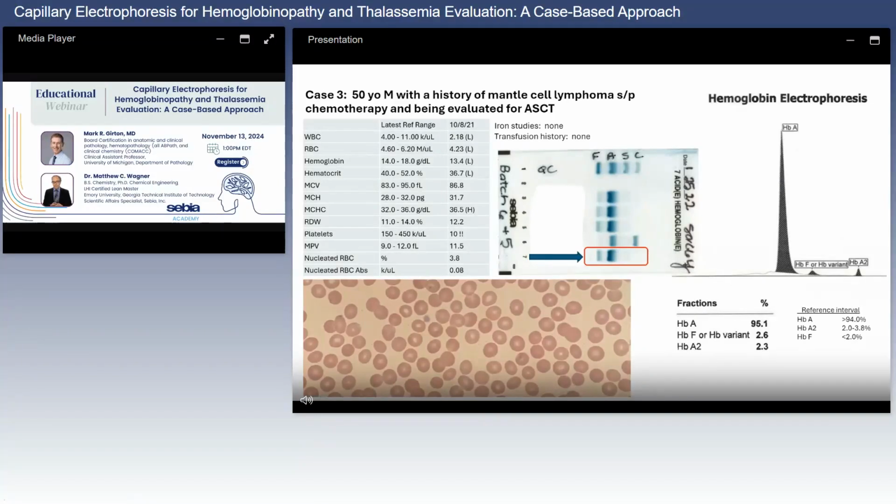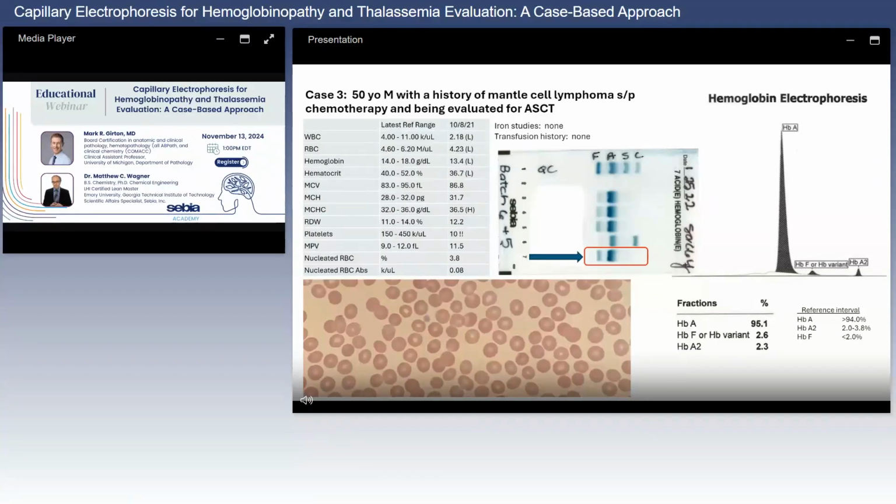Case 3, this is a 50-year-old male with a history of mantle cell lymphoma, status post-chemotherapy, and with evaluation for an autologous stem cell transplant. On the right side in the electrophoregram, we again see an elevated hemoglobin F or hemoglobin variant, so at 2.6%. So again, above that reference point of less than 2% that we expect in normal adults.